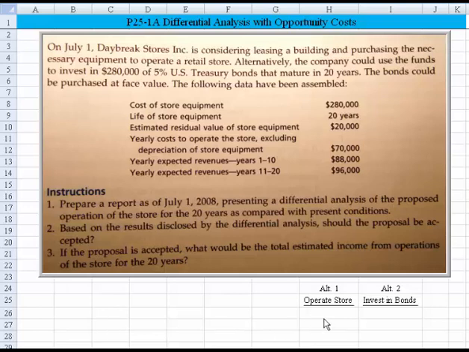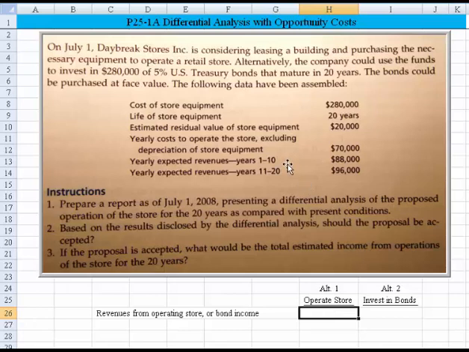Okay, I've laid out on the screen here, alternative one would be to operate the store, and the other alternative would be to invest in bonds and not go ahead with operating the store. Okay, so let's come up with what the revenues would be. And I'll call one line revenues from operating the store, but for the investment in bonds, we'll just call that bond income.